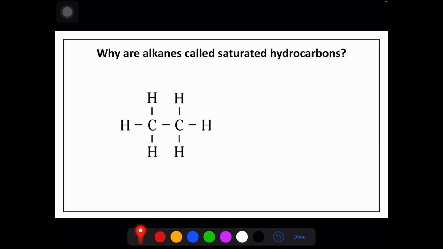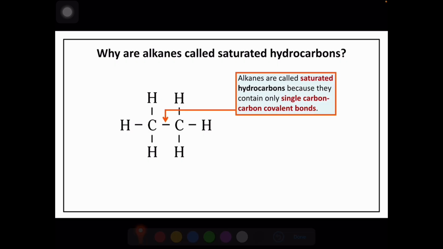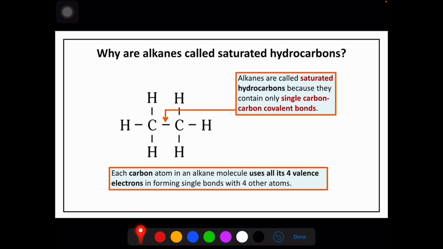Right, in the previous video, you were introduced to this set of homologous series called the alkanes, which are also what we term saturated hydrocarbons. Just a bit of a recap: saturated means that they are hydrocarbons that only contain single carbon-carbon covalent bonds. We also mentioned in the previous video that each carbon atom is capable of forming up to 4 bonds.